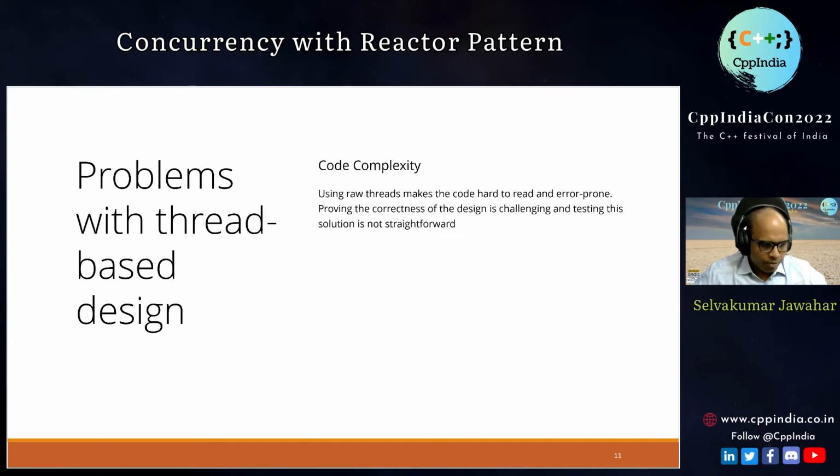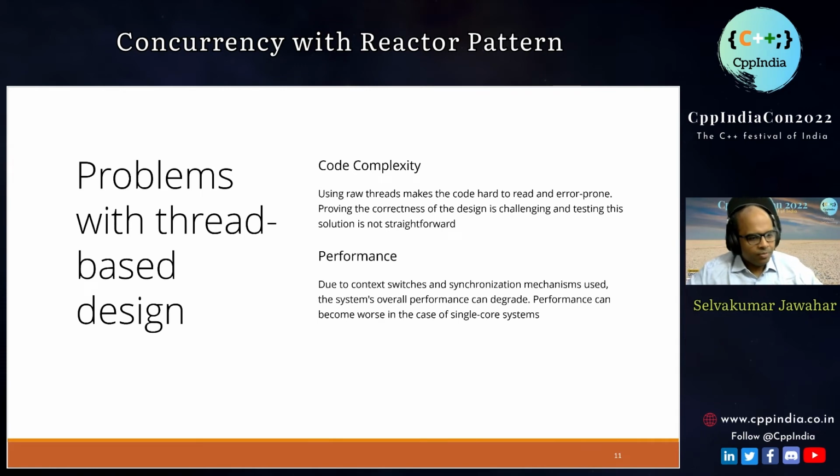The other problem which adds to code complexity is testing. Several times, in normal testing, a thread-based design works fine, but in actual production it starts running into race conditions, because the design itself is a bit complex and maybe not very well thought through. So the first problem is code complexity.